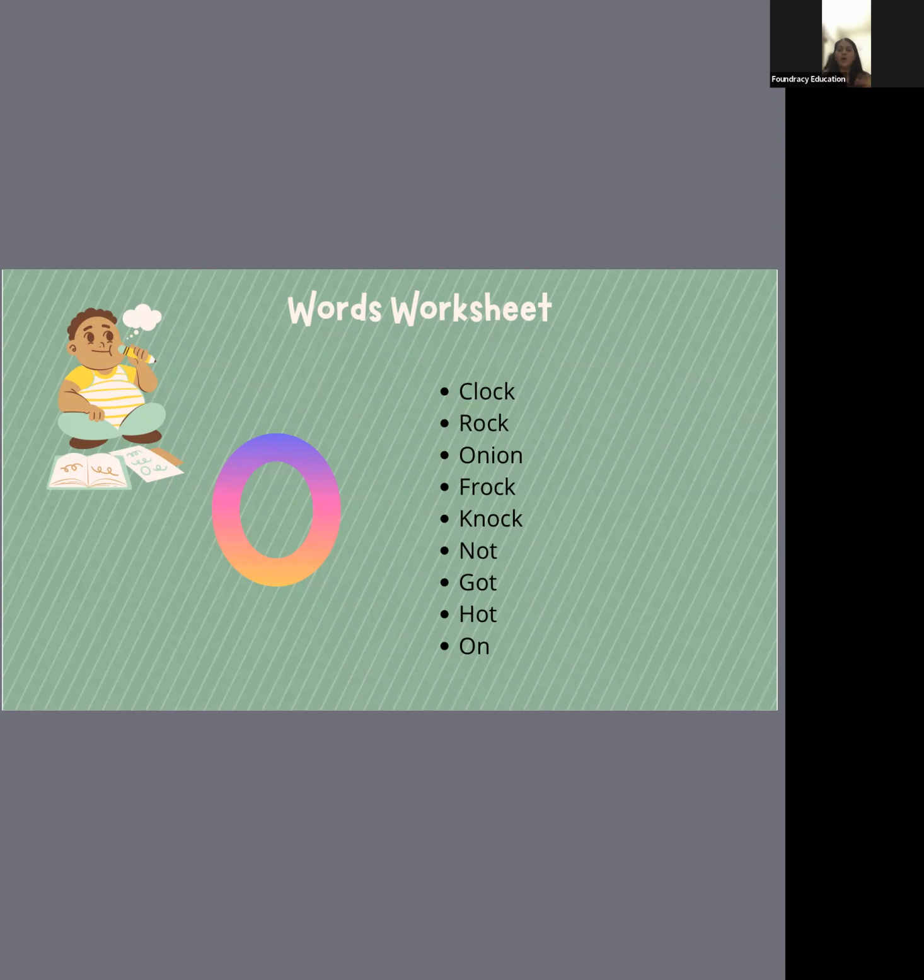Similarly, onion. Now, o comes at the start only. So, onion. Similarly, fr, o, g, frog; n, o, t, not; g, o, t, got; h, o, t, hot. And when it comes to on, n, o, n. So the sound of this letter is O. Correct.